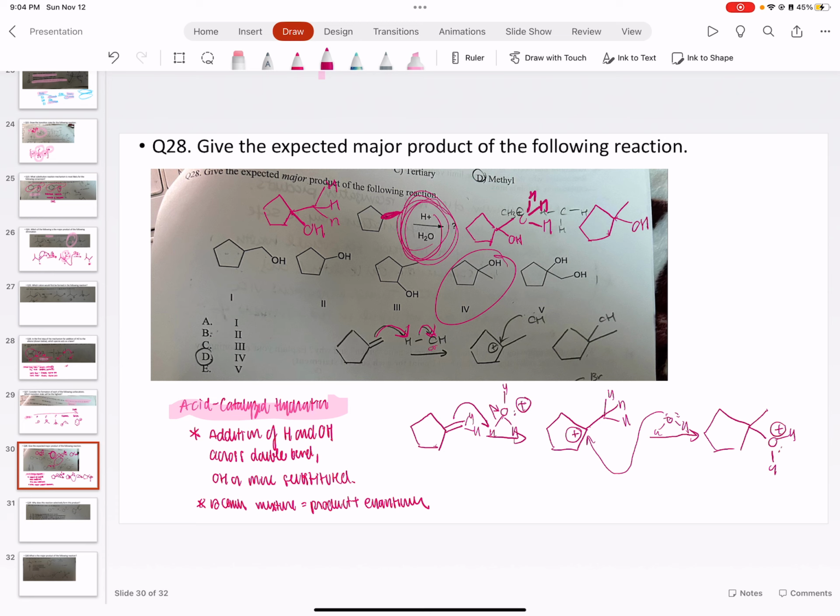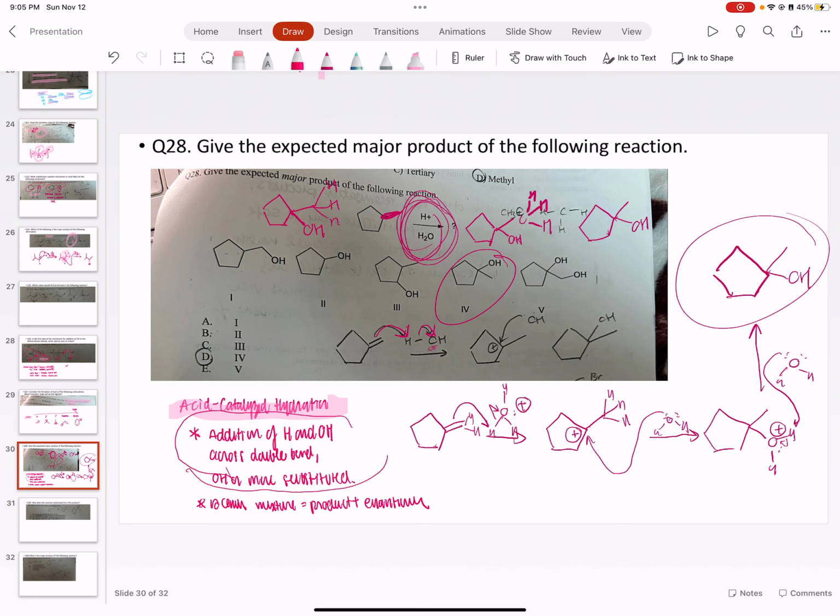So I'm going to have a positive charge. Then I can just bring my water again and remove that extra hydrogen, and I will still get the same product. So there are technically different ways. You can just memorize the fact that it will be the addition of a hydrogen and an OH across a double bond, meaning that the OH will be on the more substituted carbon and the hydrogen on the least substituted.